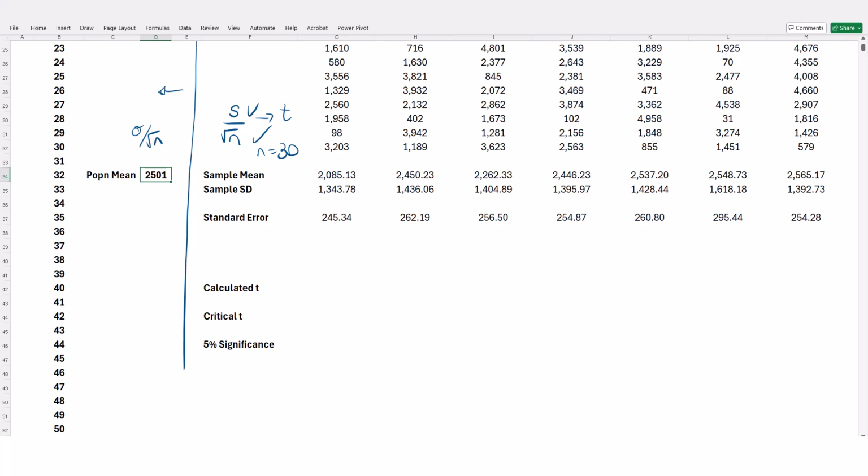Now, the hypothesis test we're going to do, we're going to test the null that the population mean is equal to 2,501, which of course we know it is. The alternative, it is not equal to 2,501. As I say, we know it is. So we know that that is correct. The null is true, but we're going to test it using all of our samples.